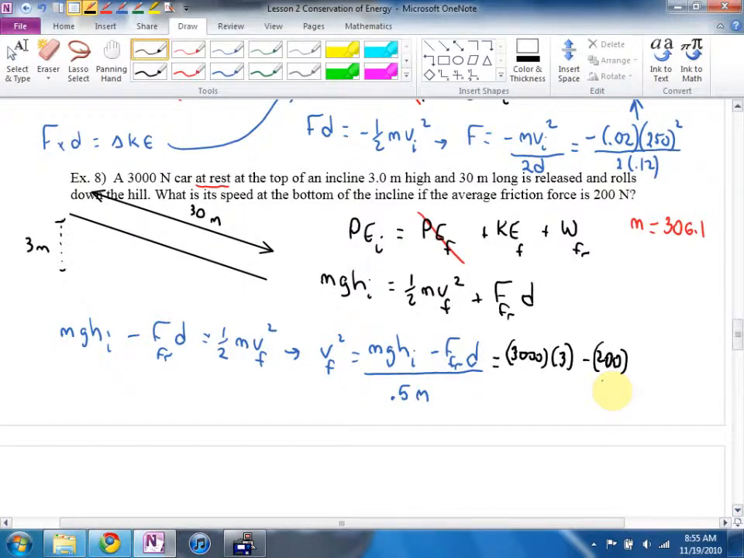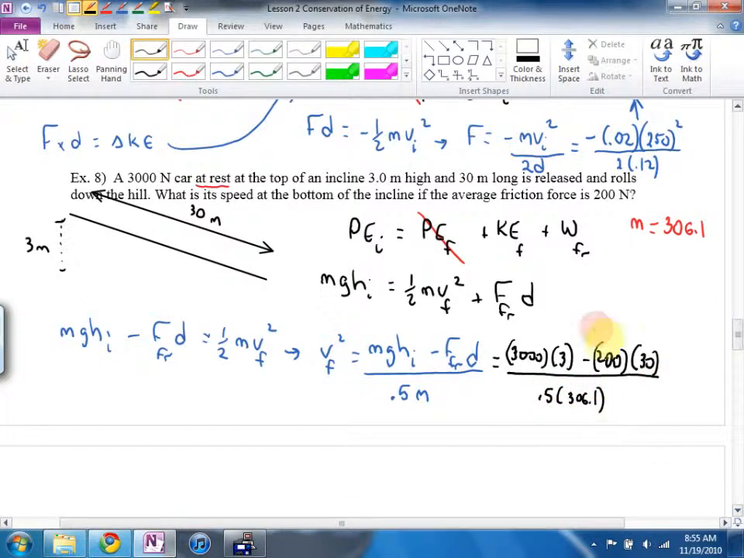I've seen them give you this and the angle theta, and you've had to do the trig to find the hypotenuse of the triangle. Okay, I've seen that. Or I've seen them give you this and the angle, and you had to do the trig to find the height. Okay, fair enough, it adds a little bit of trig. But yeah, they told us this time. 30 divided by 0.5 times 306.1.